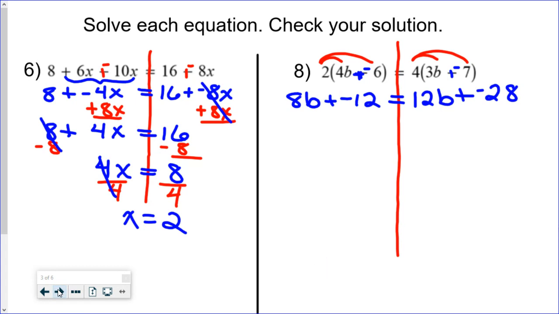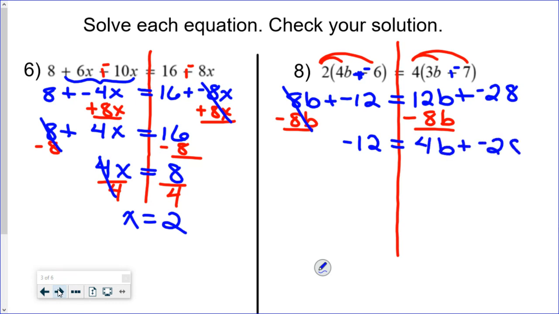Okay, now I have b's on both sides, and I have constants on both sides. Remember, a constant doesn't have an x, a y, or b, any variable attached. So I want to start with my variables. Which number is smaller, 8b's or 12b's? 8 is smaller, so I'm going to move that one first. Again, it just makes our life a little easier and less of a chance of making a mistake. Okay, I'm going to bring down the negative 12. 12 minus 8, even if you struggle with that, you can put that in your calculator. And I have the negative 28.